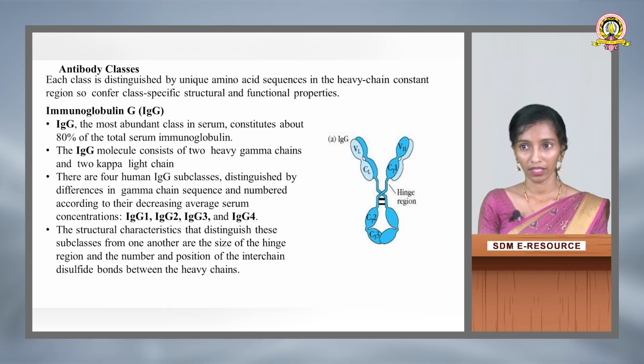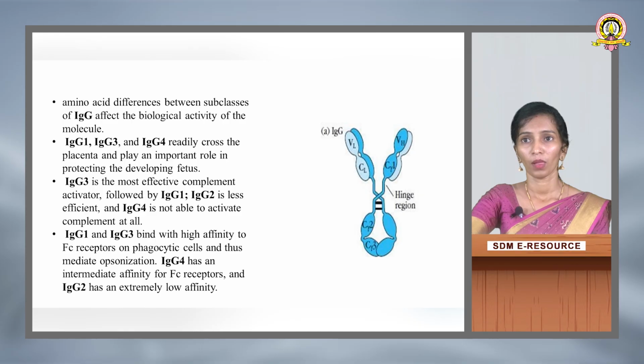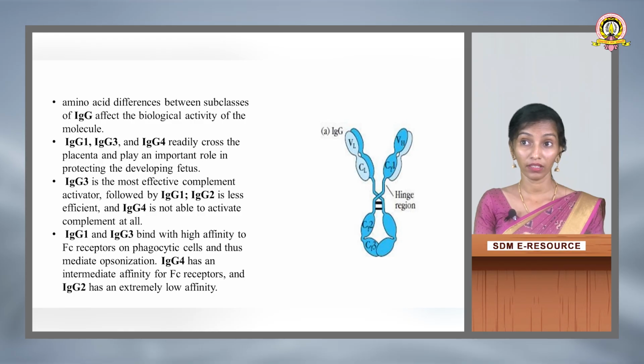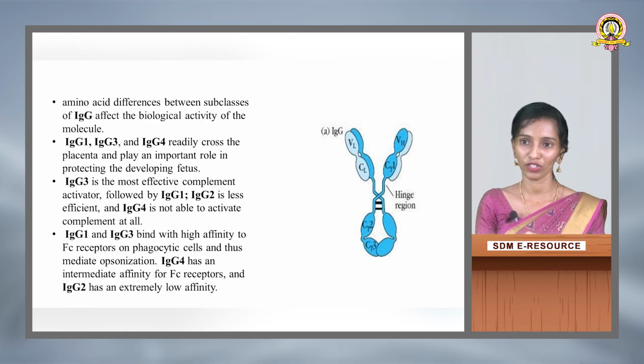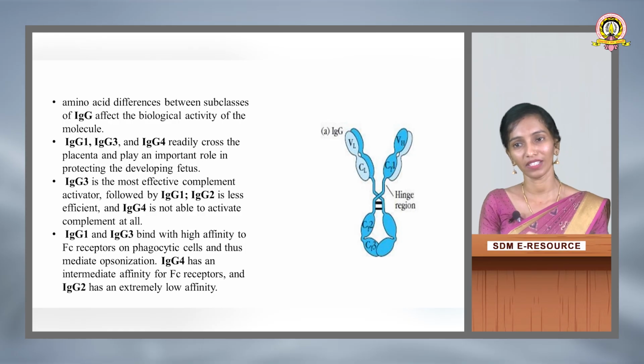The structural characteristics that distinguish these subclasses from one another are the size of the hinge region and the number and position of the interchain disulfide bonds between the heavy chains. Amino acid differences between subclasses of IgG affect the biological activity of the molecule. IgG1, IgG3 and IgG4 readily cross the placenta, so they play an important role in protecting the developing fetus. IgG3 is the most effective complement activator, followed by IgG1, IgG2 is less efficient, and IgG4 is not able to activate the complement at all.